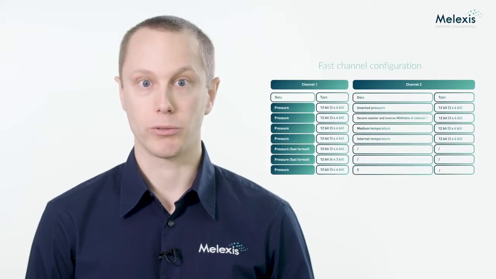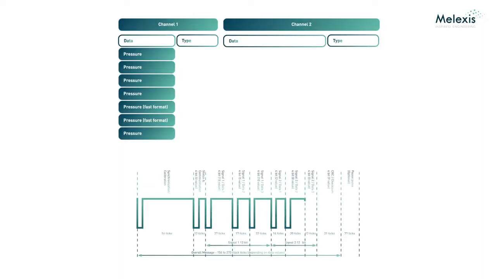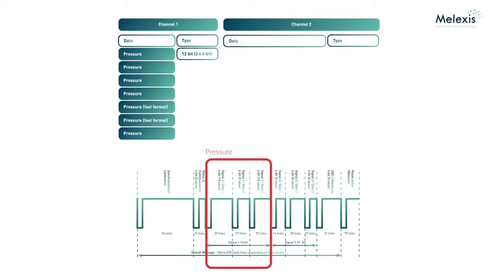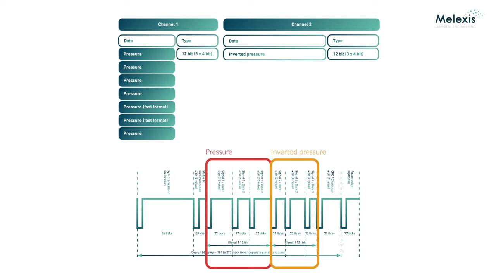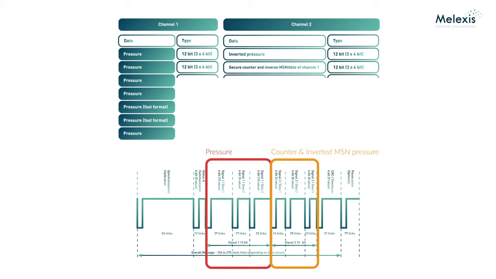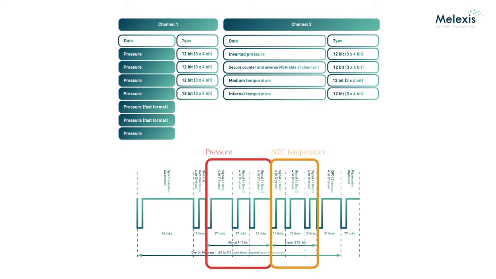The fast channels can be configured in several ways. Fast channel 1 is always pressure, as this is the main signal of interest. As a first option, the second fast channel can contain the inverted pressure signal. As a second option, it can be the single secure configuration that contains an 8-bit counter and the inverse of the most significant nibble of the pressure signal of fast channel 1. Other options are using this channel 2 as temperature channel, where we can have the calibrated and linearized NTC information available or the internal temperature signal, also calibrated according to the SENT default characteristic function.